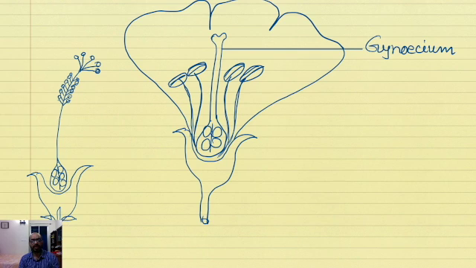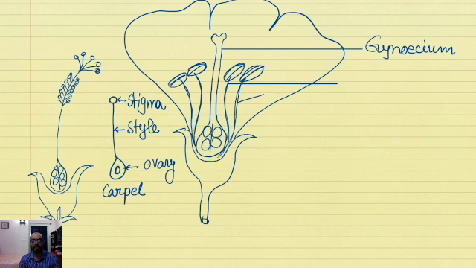Only one carpel consists mainly of three parts: stigma, style, and ovary. Stigma is the first part, or apical part, of the carpel. Style is the tube-like part, and ovary is the last part of the carpel. So united carpel form gynoecium.